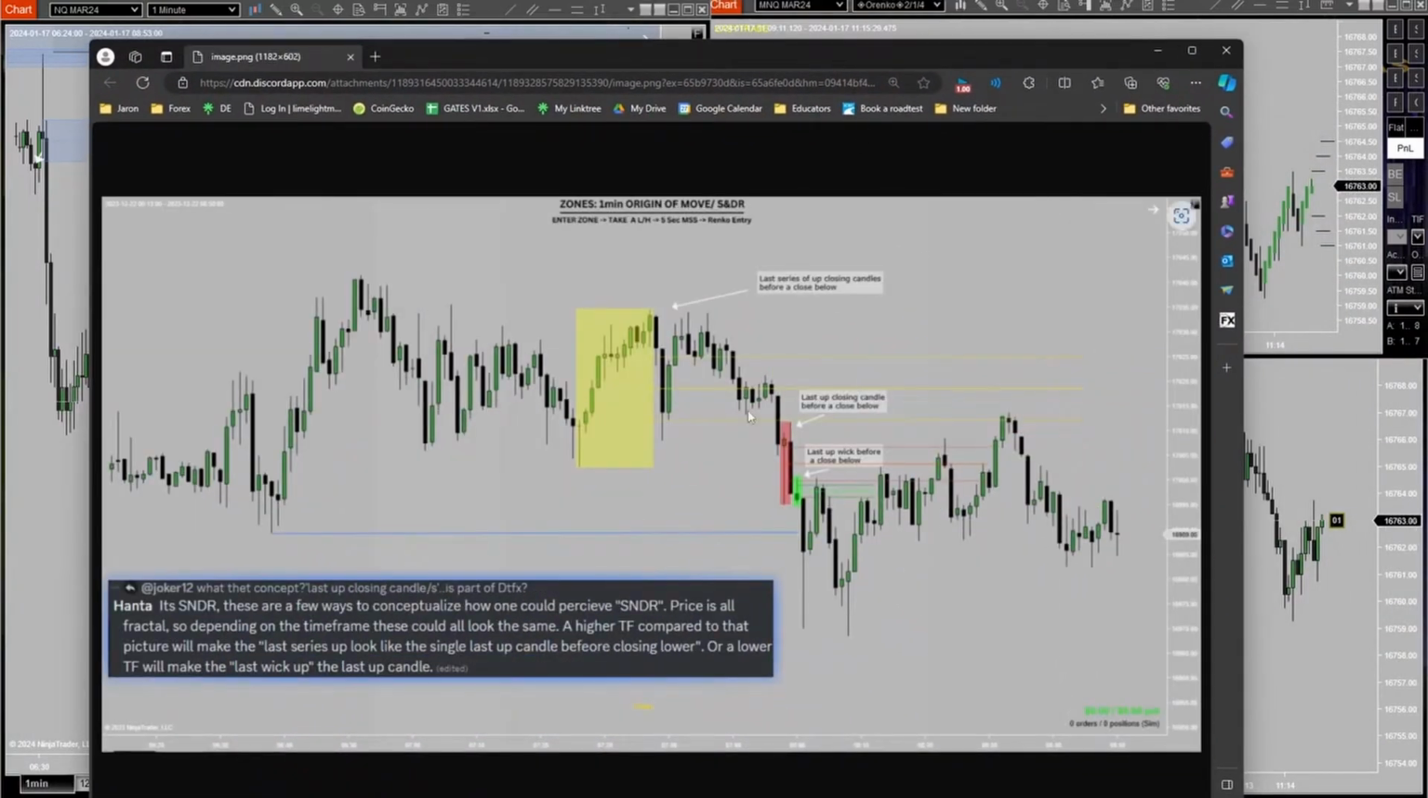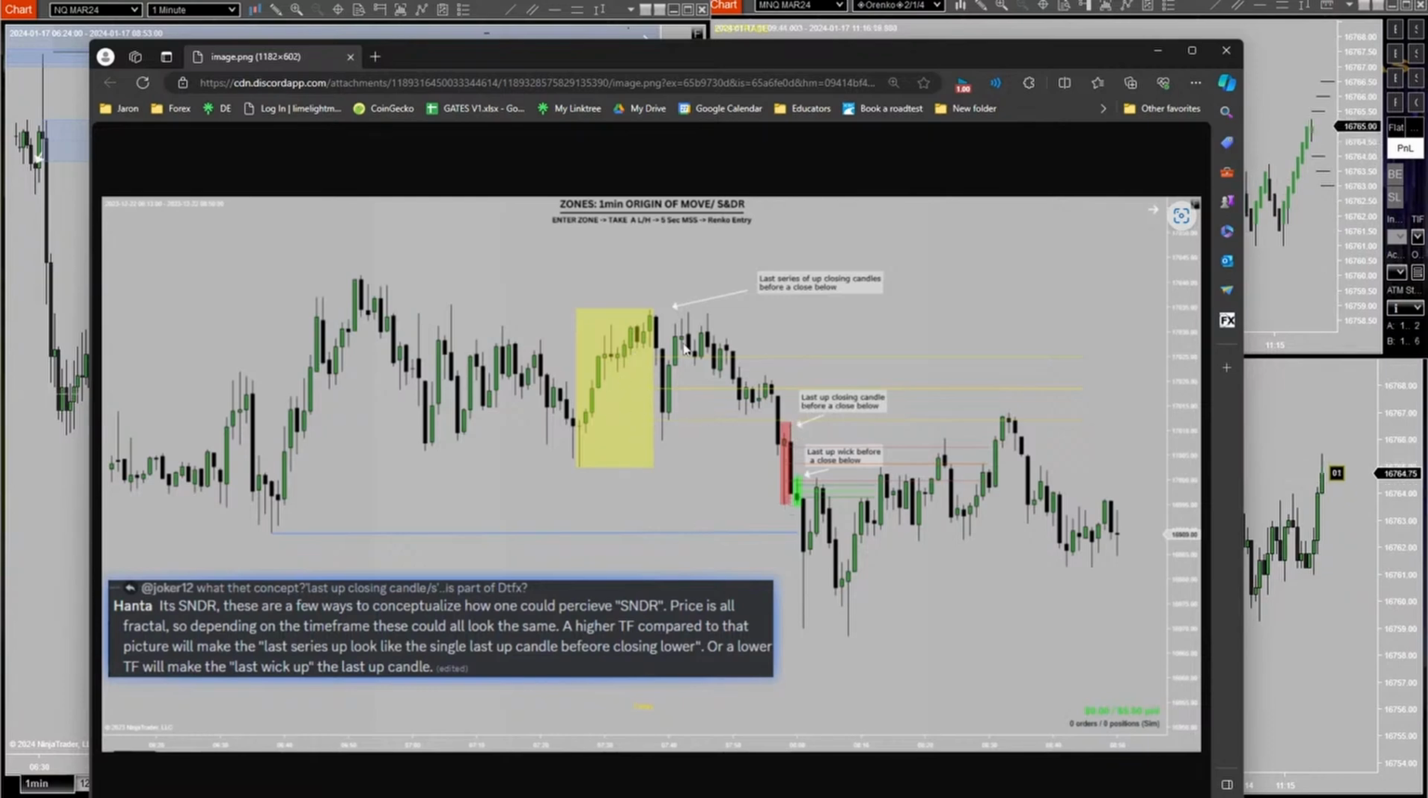We got last up closing candle before a break. So let's say this blue line is what we were looking to break lower. Okay, and so right here is just a little up wick. It's just a little wick. It's not an up closing candle. So the last up wick, that's more so a 5-second SNDR zone. But then the next fractal, the last up closing candle right here, we can mark out that red zone.